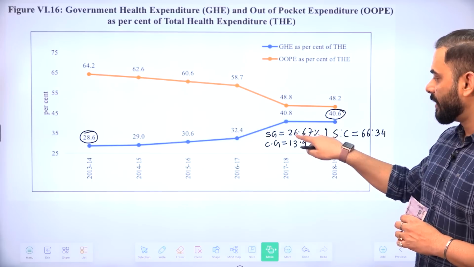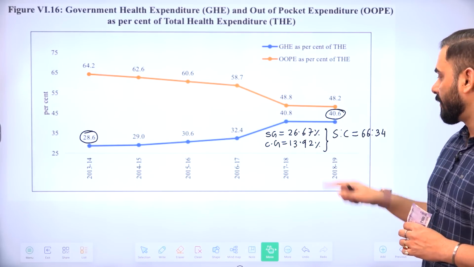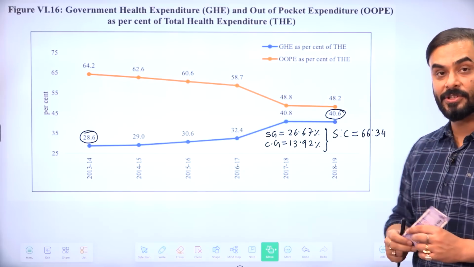So the ratio of center to state is 66 to 34. So state is to center ratio, 66 is to 34.